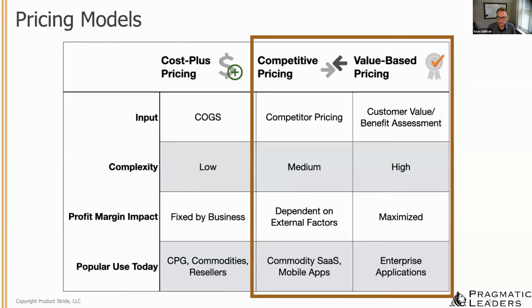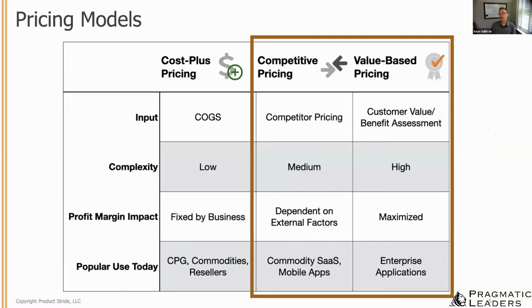The last option is really the best option for software vendors, in my view. In particular, when you're in a new category, but it works great in an existing product category, and that's value-based pricing. This is where we want to be because it's going to allow us to eventually drive the highest price points and create the highest profit margins for our products. So what is value-based pricing? It is assessing what the value is you're bringing to your customer and setting your price based on that.